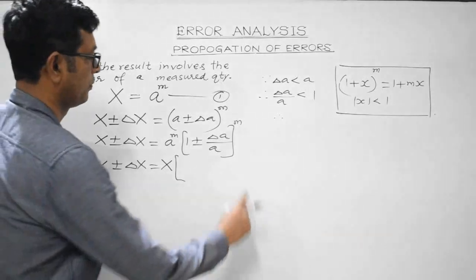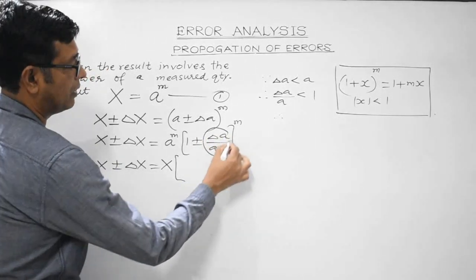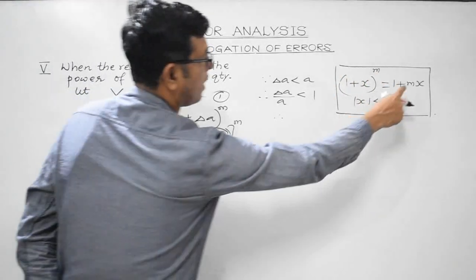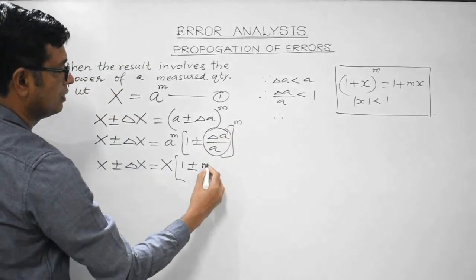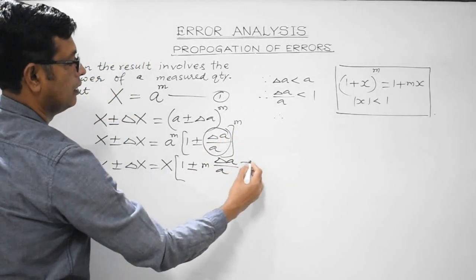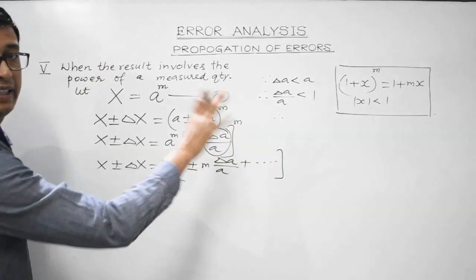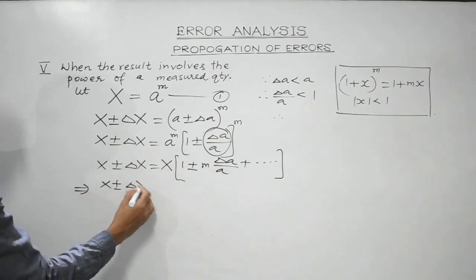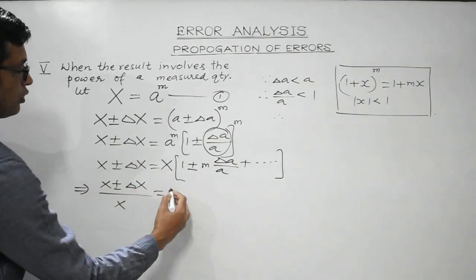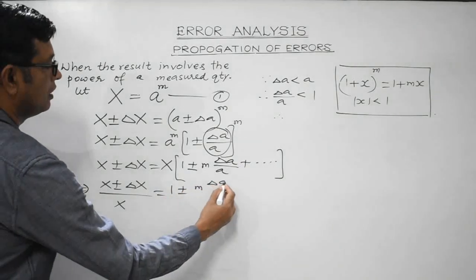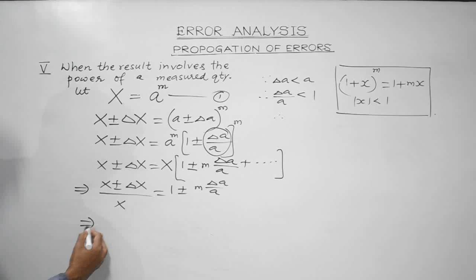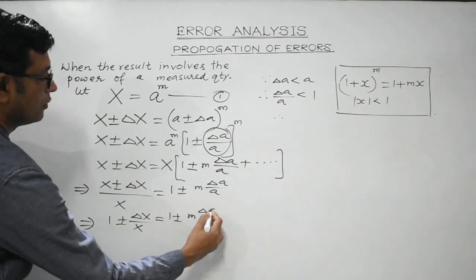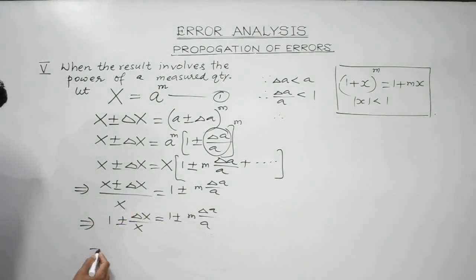Right? So what do we do? Expand it. In this case, del a by a is equal to x, isn't it? So using this formula we get 1 plus minus n times del a by a, plus higher powers, and they are neglected, right? So it can be written as x plus minus del x by x is equal to 1 plus minus n del a by a. Still further, we can rewrite in this particular manner. 1 plus minus n del a by a. 1 gets cancelled. So what do we get?